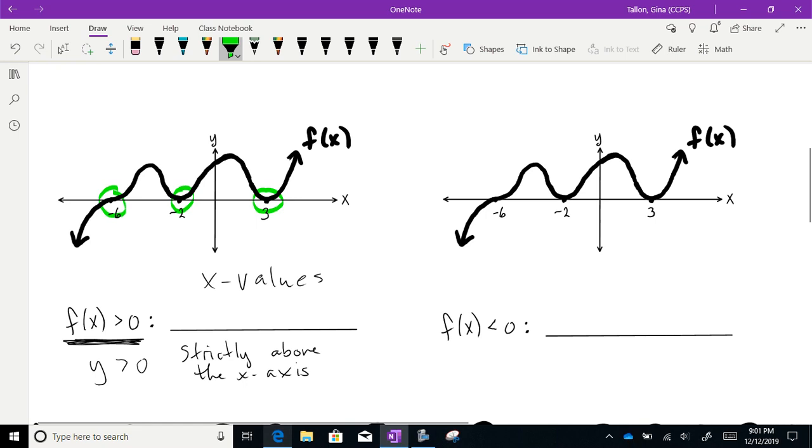Okay, so now we want to go above the x-axis as well. So I'm going to highlight above the x-axis, from -6 to -2, and then from -2 to 3, and then from 3 forward. This all gets highlighted. Good job. All right, and now I want to give the values on my x-axis for which I've highlighted this green on my function f.